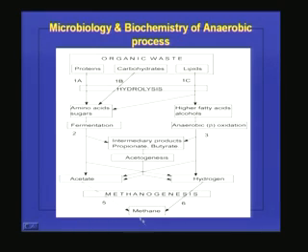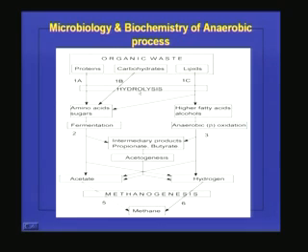And the last stage is methanogenesis. Methane formation can take place from acetate and from the combination of hydrogen and carbon dioxide, whatever is generated in the fermentation process. So these are the 6 important steps of anaerobic treatment.